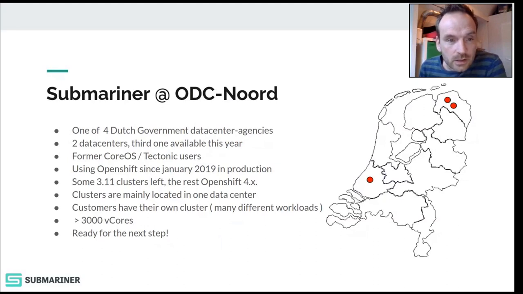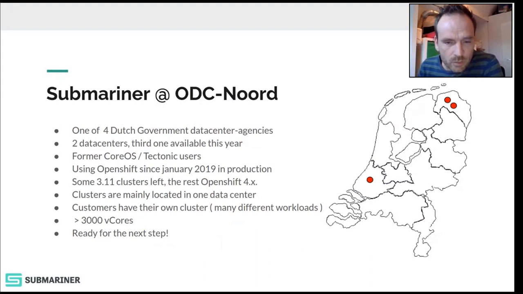Since Red Hat took over CoreOS, we moved to OpenShift. I think since January 2019, we've been in production with OpenShift 3.11. There are still some 3.11 clusters left, but the rest is all OpenShift 4.6 now. We have more than 3,000 cores running on multiple clusters. But we want to move to the next step. And the next step is to make these clusters more resilient to failures, so our customers can make their workloads more robust for our Dutch people.